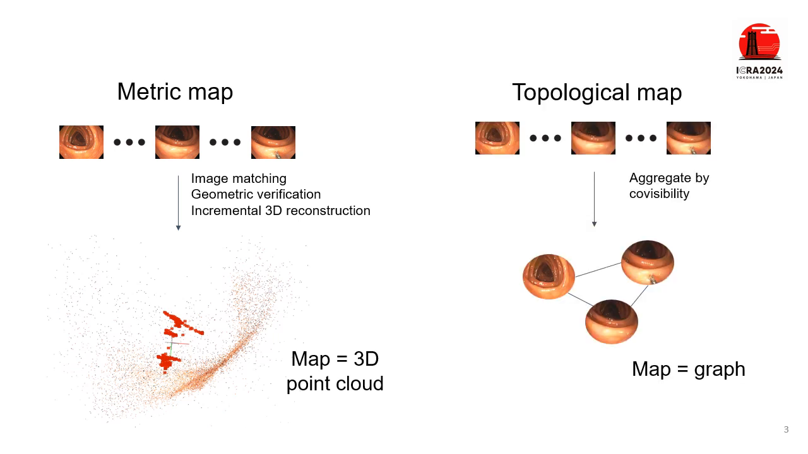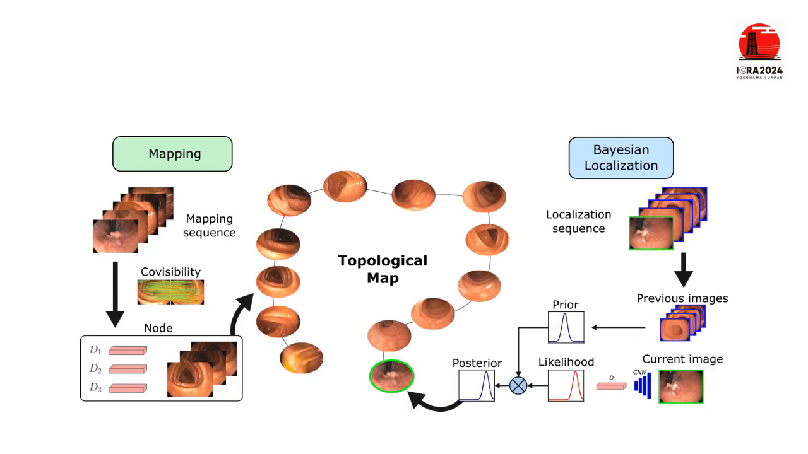A different approach is to obtain a topological map. Here, images are aggregated by covisibility, where two images are covisible if they are observed in the same place. The 3D estimation is avoided, obtaining a map composed by nodes and edges, where edges can model traversability or covisibility between nodes. We choose the topological approach for building our system, ColonMapper.